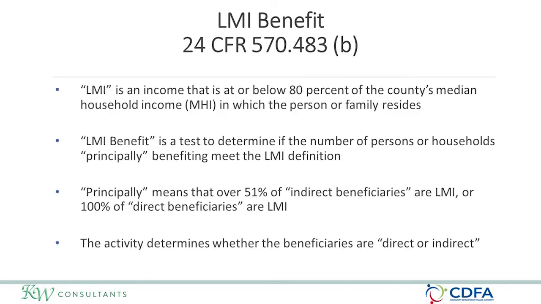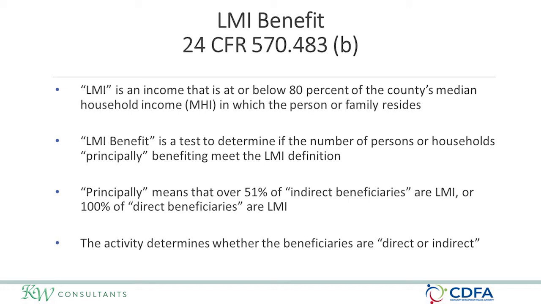So what does LMI mean? What is low to moderate income benefit? LMI is a person whose income for the family is at or below 80% of the county's median household income. So the LMI benefit is a test to determine if the number of people in the household principally benefit the LMI definition. So principally means 51% of indirect beneficiaries or 100% of direct beneficiaries.